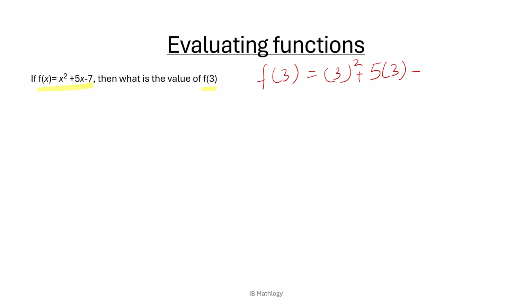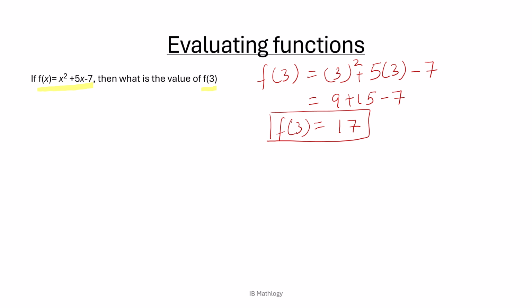Let's understand how to evaluate a function. We'll take an example. We have to find the value of f(x) is equal to x squared plus 5x minus 7. Find the value of f(3). So let's see how we will proceed. I will replace my x value as 3. So 3 squared plus 5 into 3 minus 7. 9 plus 15 minus 7. So my function value at 3 results in 17.